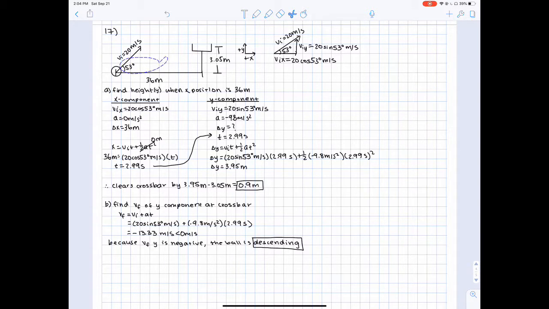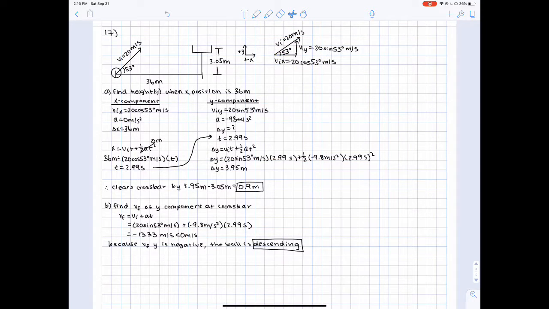Using this information, I found the initial velocity in the y direction and the initial velocity in the x direction using trigonometry. So part A of the question asks, by how much does the ball clear or fall short of clearing the crossbar? In order to do this, we want to find the height of the ball after the ball has traveled 36 meters in the x direction, meaning it has reached the crossbar.